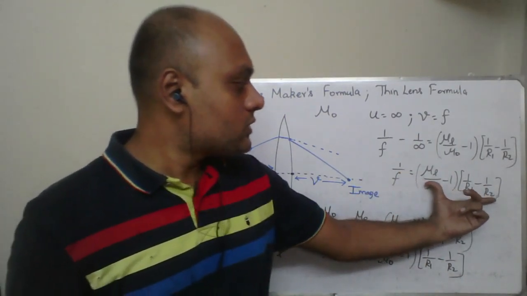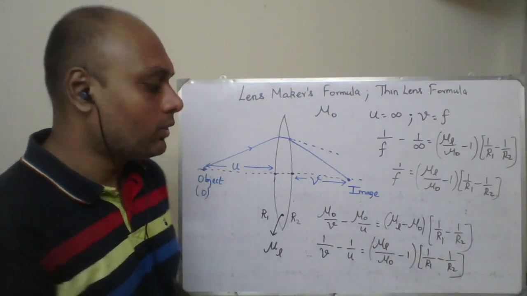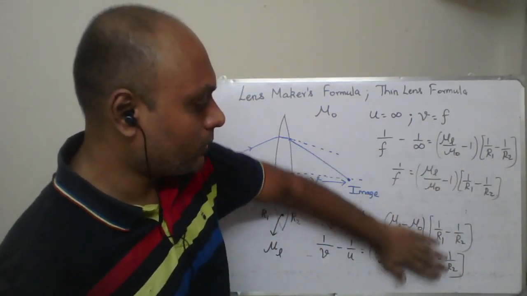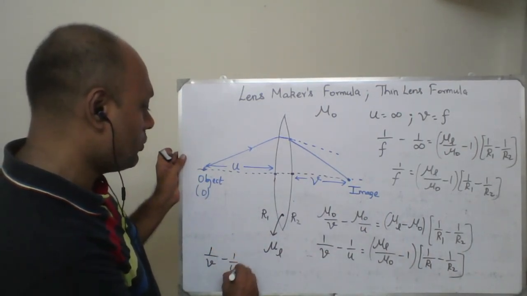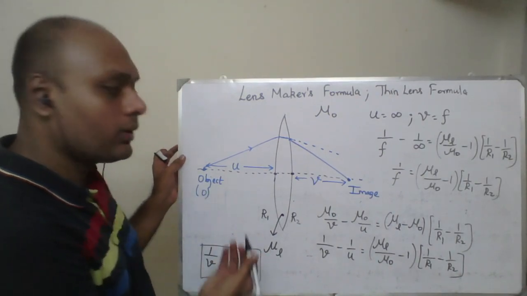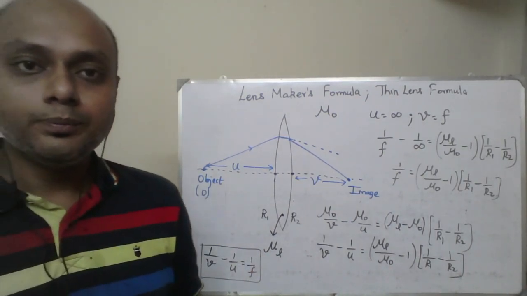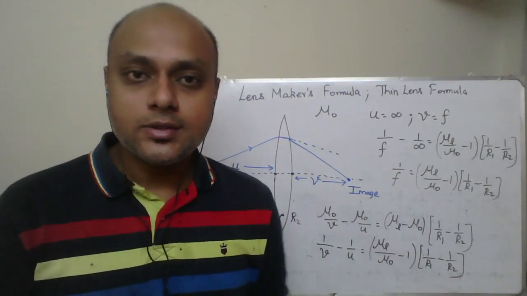So now this whole term becomes 1 by f. In place of this, you put 1 by f, and you will get the thin lens formula. So I will have 1 by v minus 1 by u equal to 1 by f. That's it. That's the thin lens formula expression that we have got: 1 by f equal to 1 by v minus 1 by u. So that's the derivation, guys.